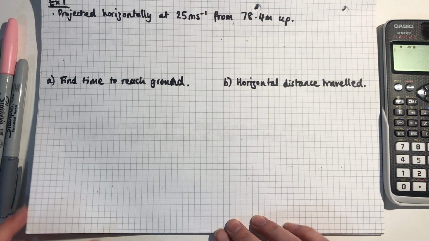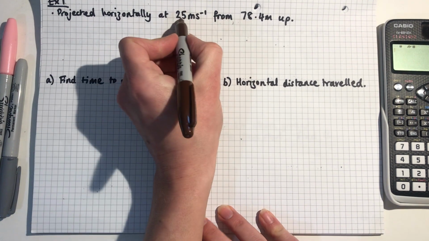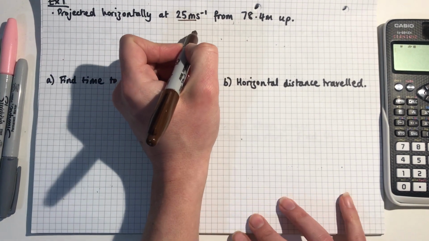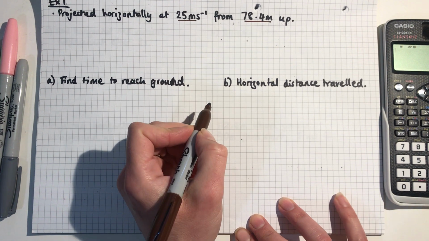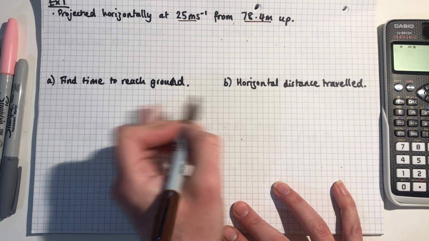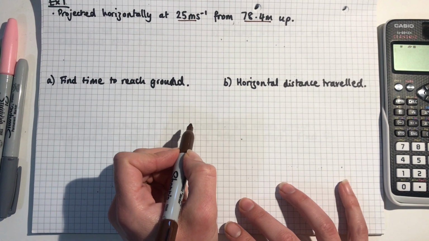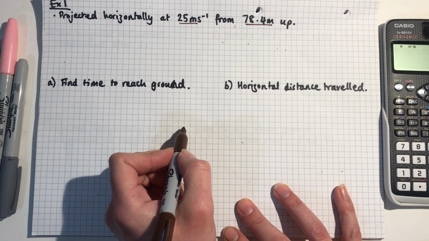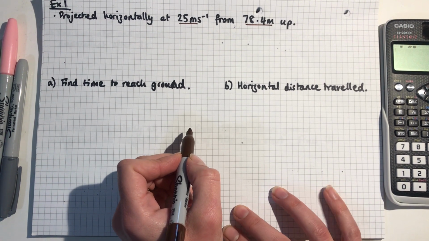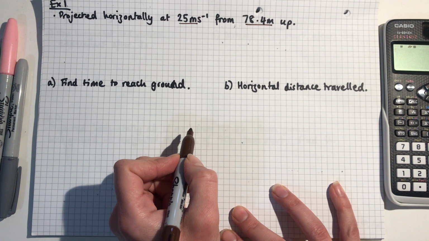Example 1 tells us that a particle is projected horizontally at 25 metres per second from 78.4 metres above a horizontal surface. And we've got a couple of things to find. The first thing you're going to do in every single question, just like you do always in mechanics, is draw a diagram. Do not do these questions without a diagram.